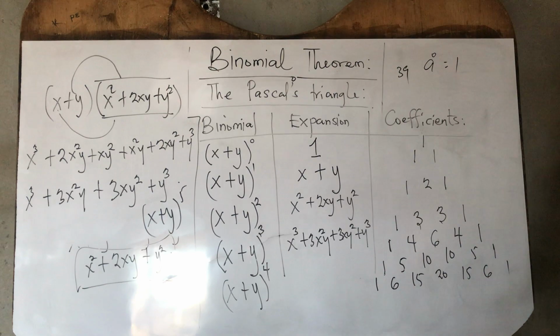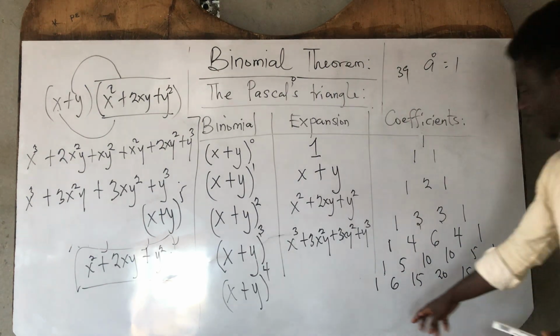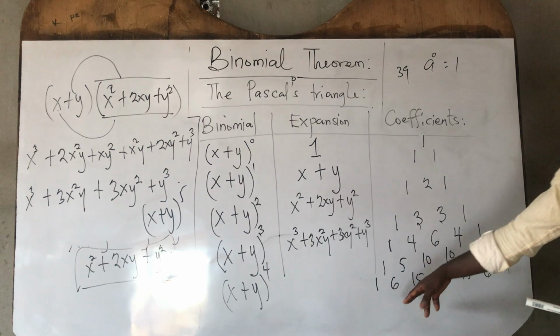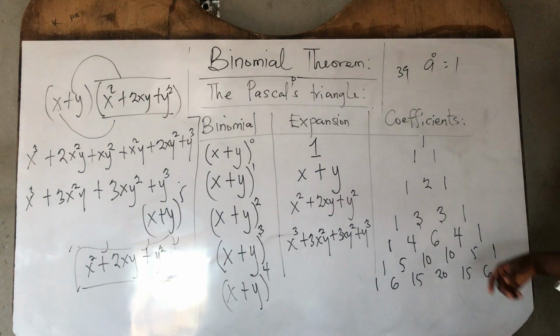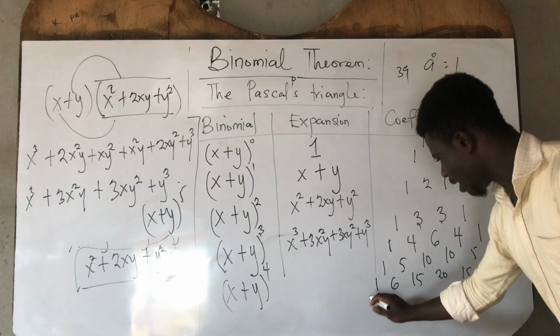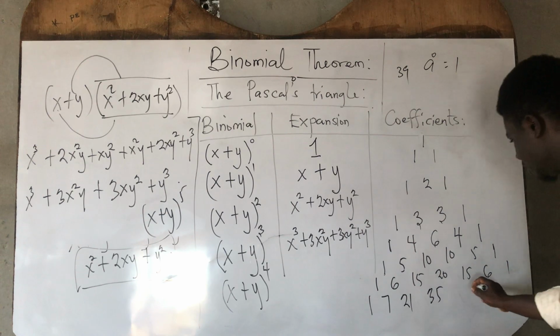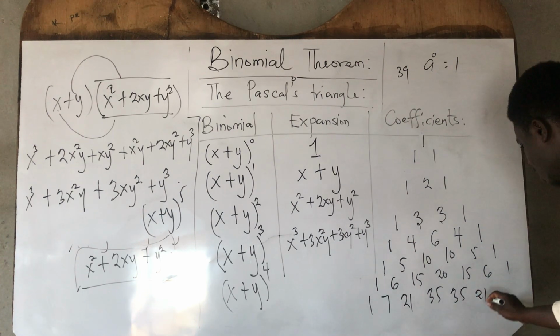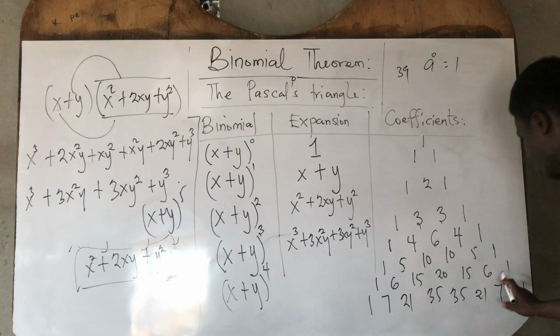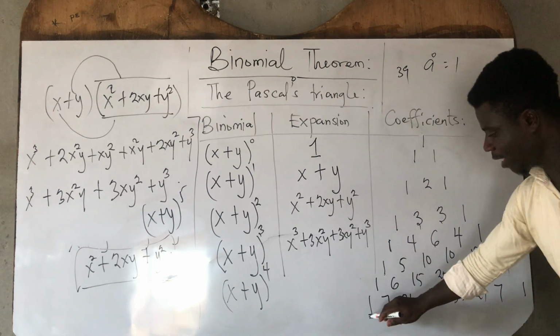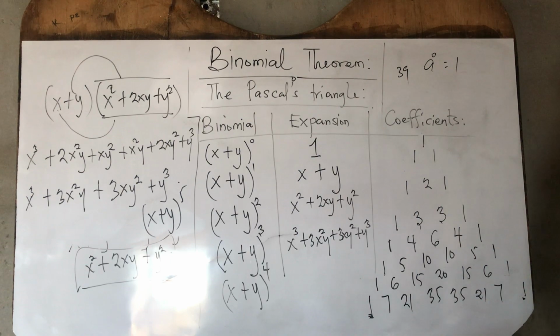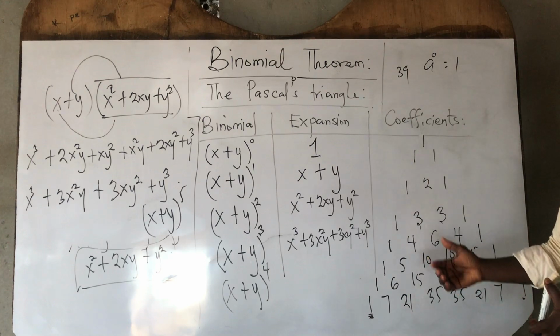Also, you can find the coefficient of x plus y to the power 7. So it moves as 1, then 7, then 21, then 35, then 35, then 21, then 7, then 1. So it begins with 1 and ends with 1. As simple as that, right? So this is how we generate Pascal's triangle.